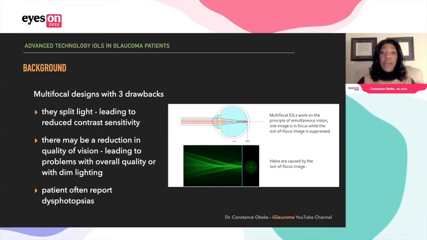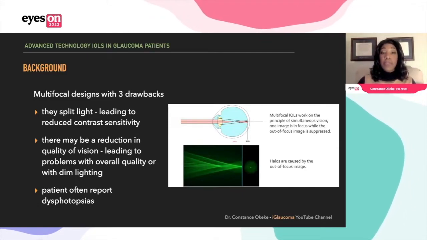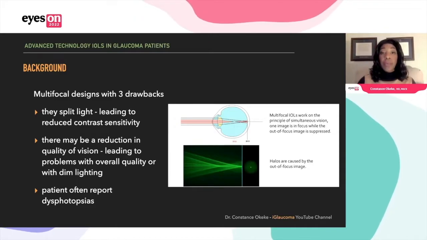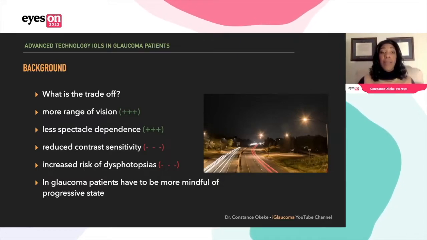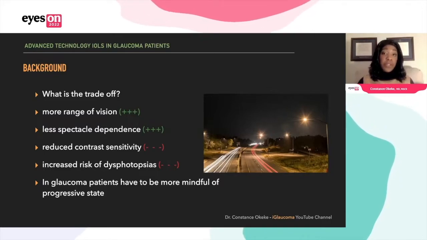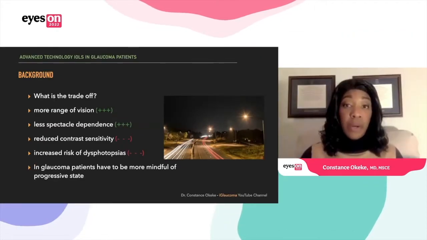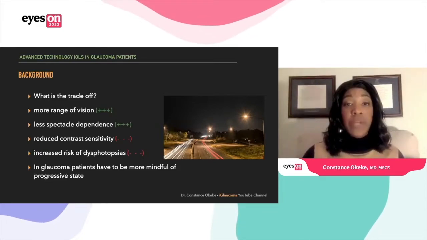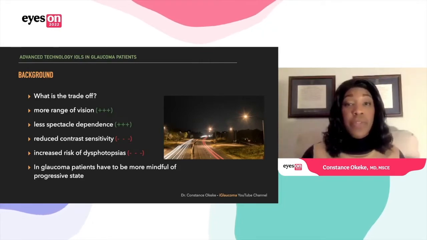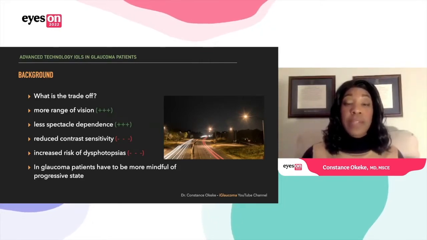They also have a tendency toward dysphotopsias, which can become a problem with certain patients. So the trade-off of having less dependence on glasses and more range of vision does come with possibly reduced contrast sensitivity and an increased risk of dysphotopsias. In patients who have glaucoma, this can be a problem because they already have conditions that reduce contrast sensitivity, and they already have issues related to things such as glare. And so trying to decide who can be candidates is what we're going to be talking about today.